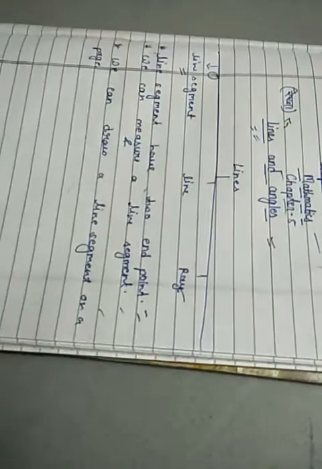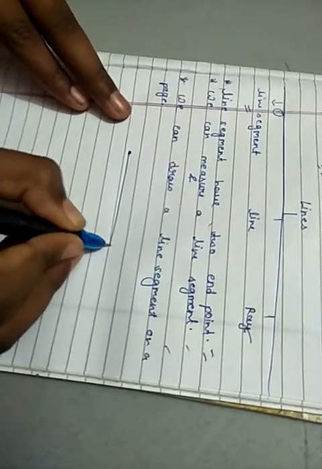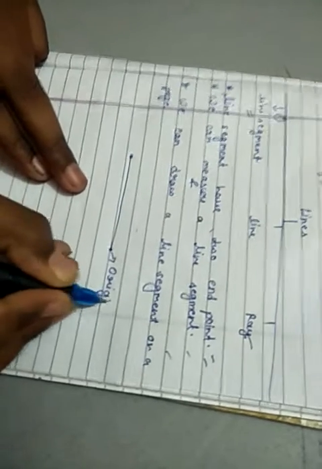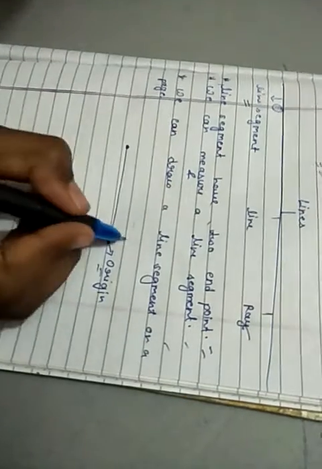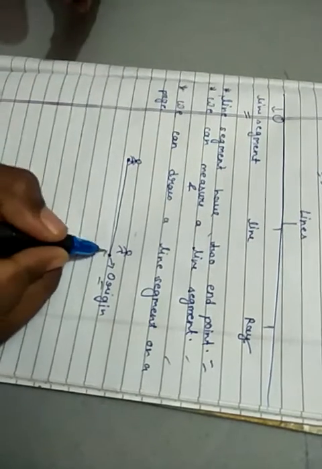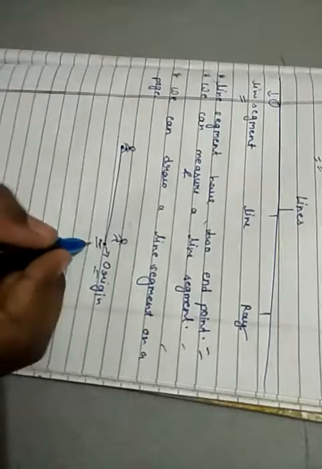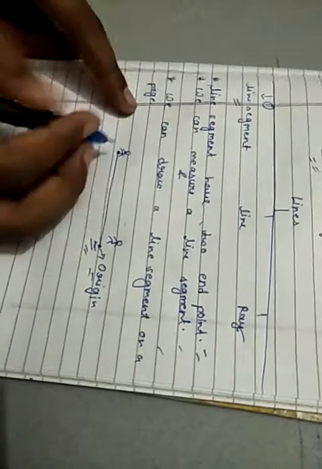The first line says that a line segment has two endpoints. Suppose it is a line, and the two endpoints are called the origin, where origin means any place, like a person starts running here and stops here. So it is the origin point where you started. And a line segment has two endpoints, 1 and 2, and we can measure it with the help of a scale.